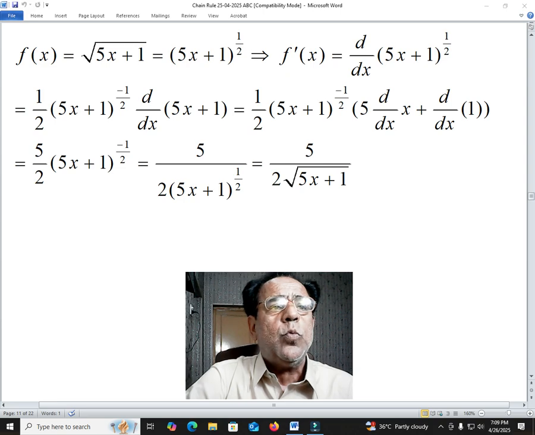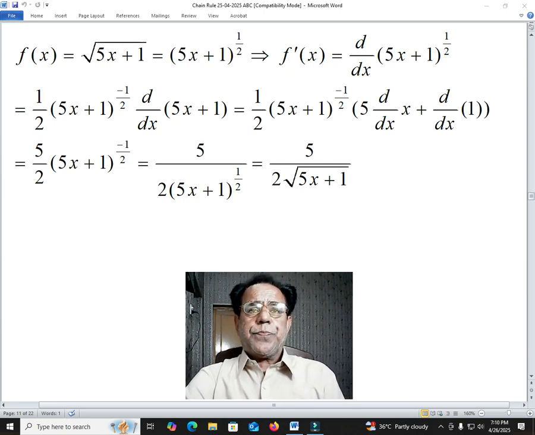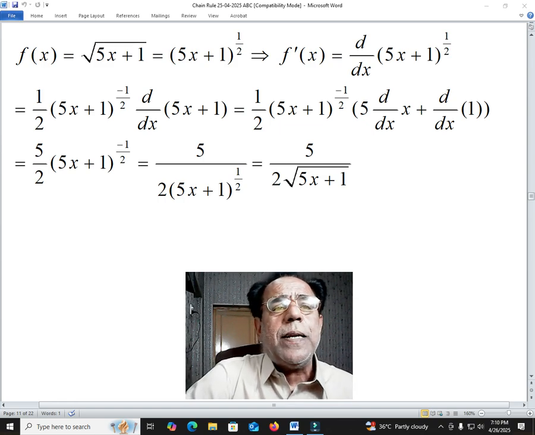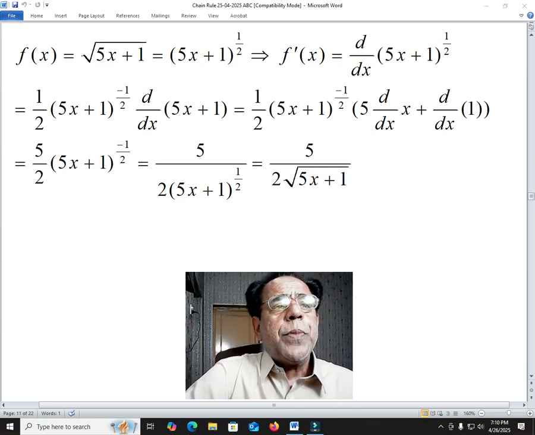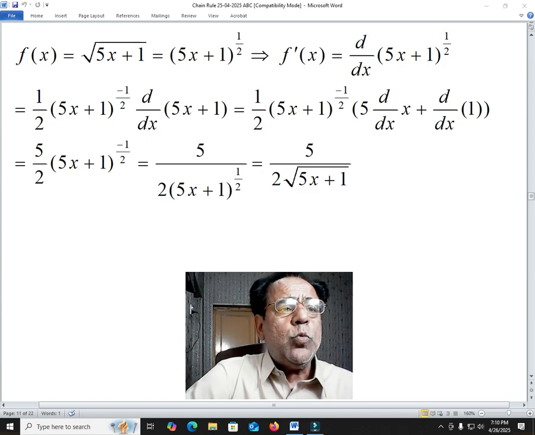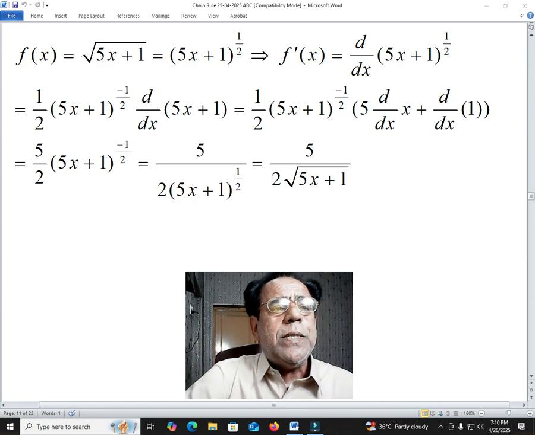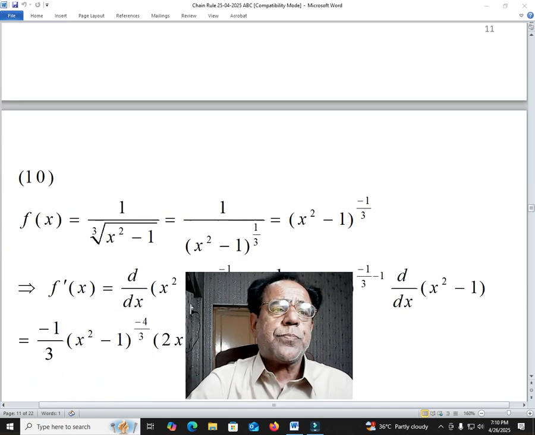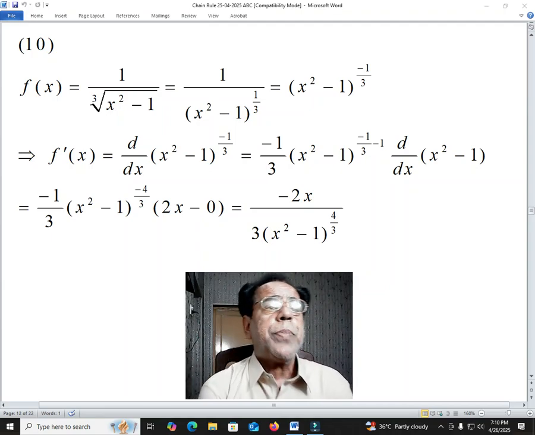This will become 5 over 2, (5x + 1) raised to power 1 by 2 in the denominator, because power minus 1 by 2 in the numerator when shifted to denominator will become plus. This will become equal to 5 over 2 into square root of (5x + 1). Yes. Now we are going to solve problem number 10.